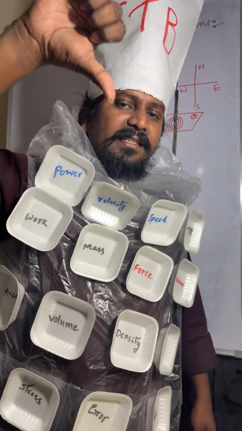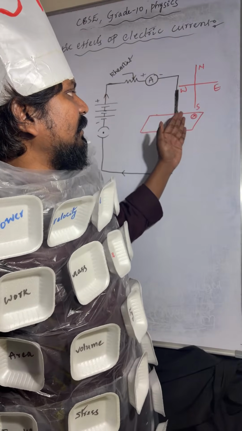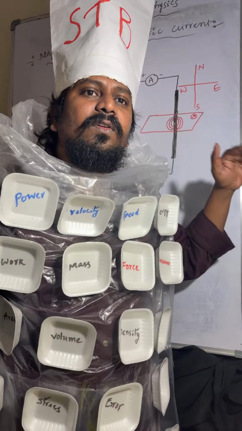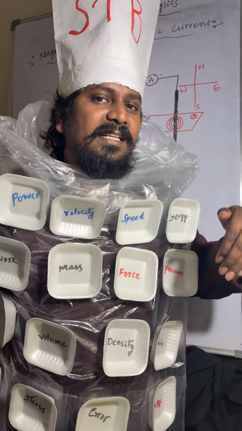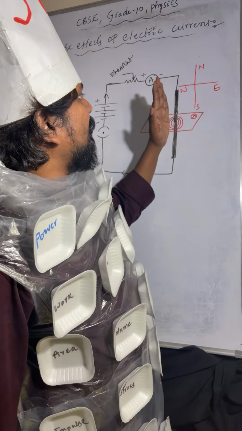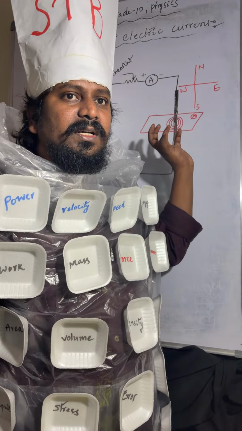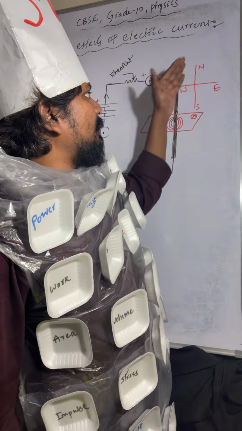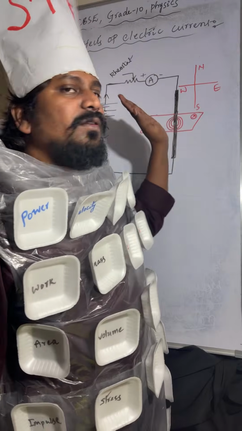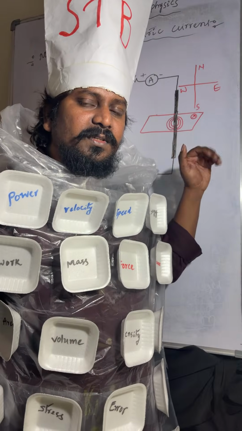If the current is passing in the downward direction, that is north to south, the deflection in the compass will be towards east. If the current is passing from south to north, the deflection in the compass will be towards west. Understood? North to south, deflection towards east. South to north, deflection towards west.